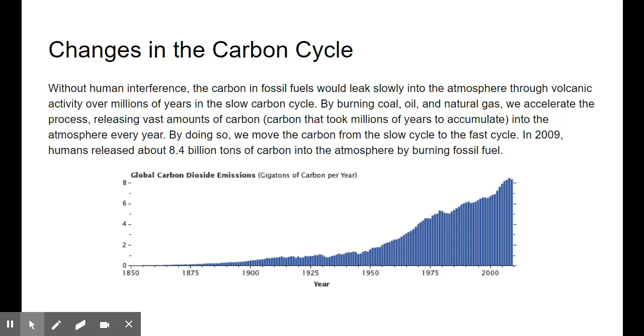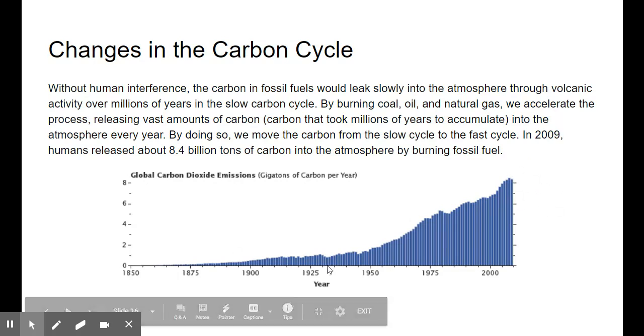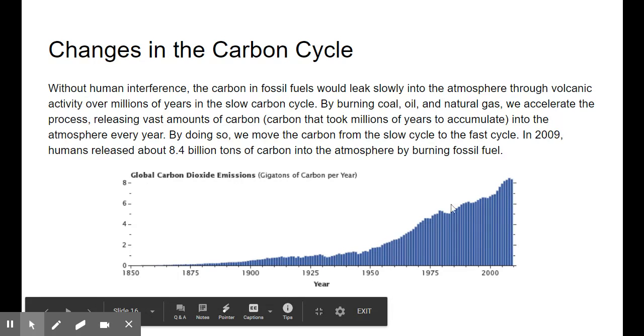By doing so, we move the carbon from the slow cycle to the fast cycle. In 2009, humans released about 8.4 billion tons of carbon into the atmosphere by burning fossil fuels. So this is just a look at the carbon dioxide emissions per year, every year up to 2008. So again, you can see how our burning of fossil fuels, our emitting of carbon dioxide in the atmosphere is on the rise every year.